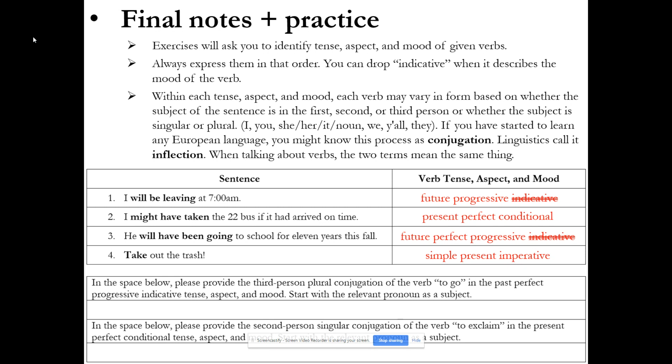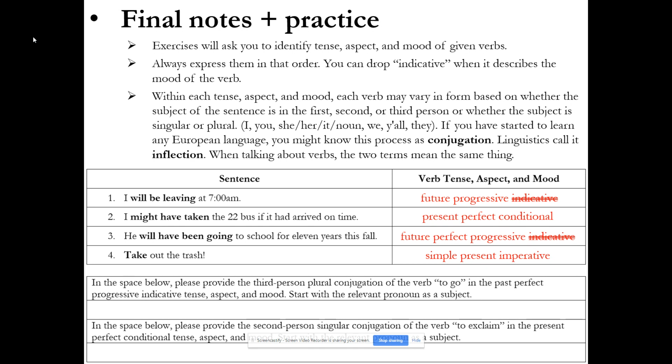And then what I'm asking you to do for these others is to just do a verb conjugation. Of course, I know you know how to conjugate verbs in English, but do you know the words? Are you familiar with all of the language that I'm using in this question? That's what I'm testing you on here. Right, so, third person plural conjugation of the verb to go. So third person plural, well, the subject, I say start with the relevant pronoun.